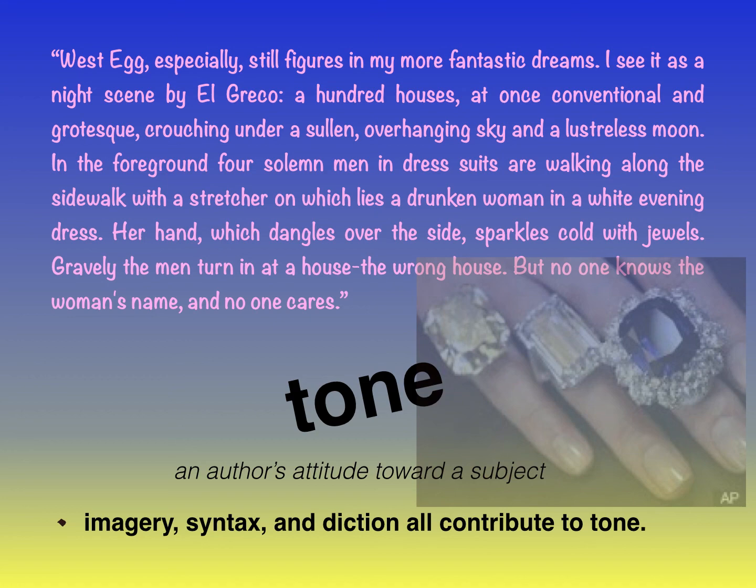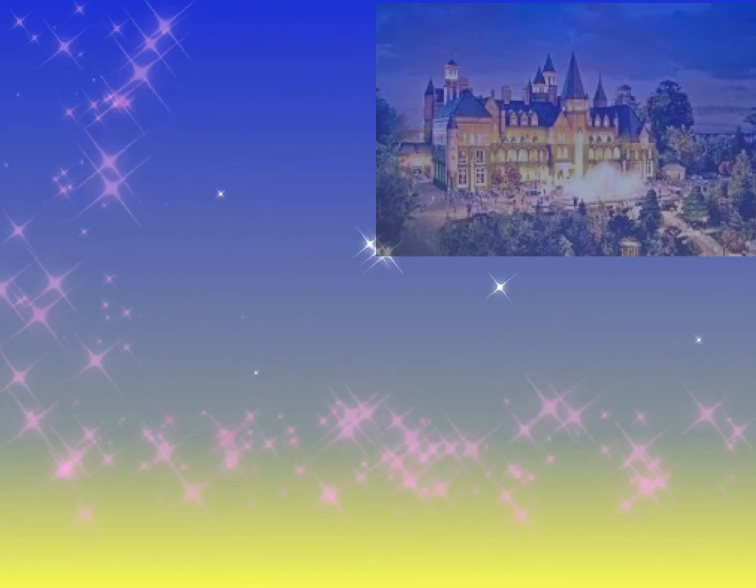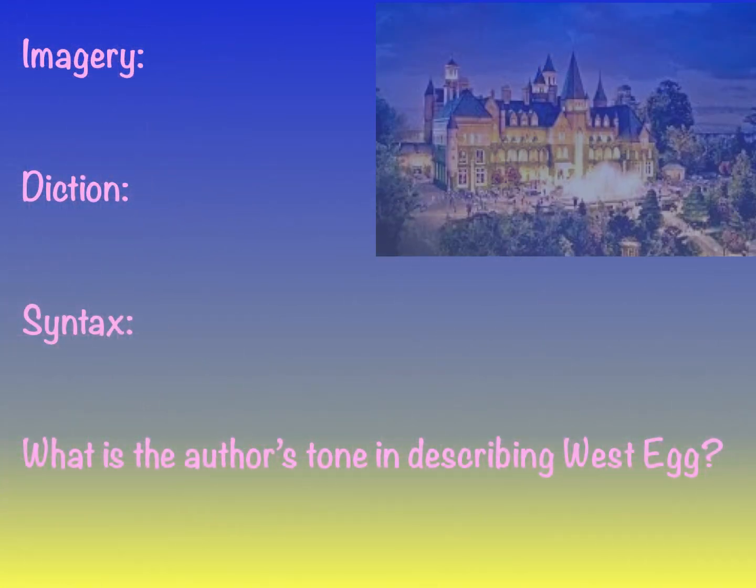Okay, so on a piece of paper, I want you to write down imagery, diction, syntax, and tone. Start by identifying any imagery that you just read in that piece and discuss its implications. Then pick out word choices that stand out and discuss what they might indicate or any feelings associated with those words. Then make a note of the way that the sentences are structured and try to explain how they contribute to the author's tone towards West Egg.